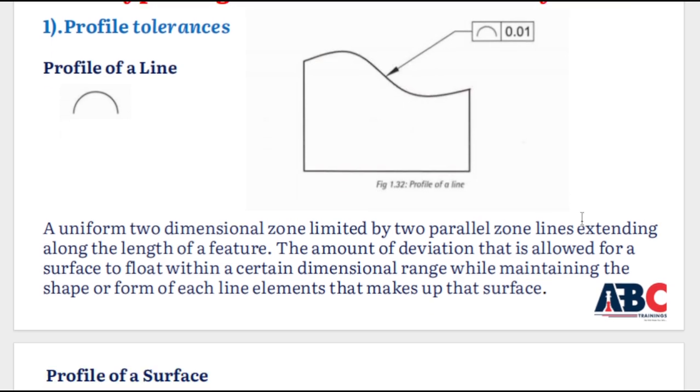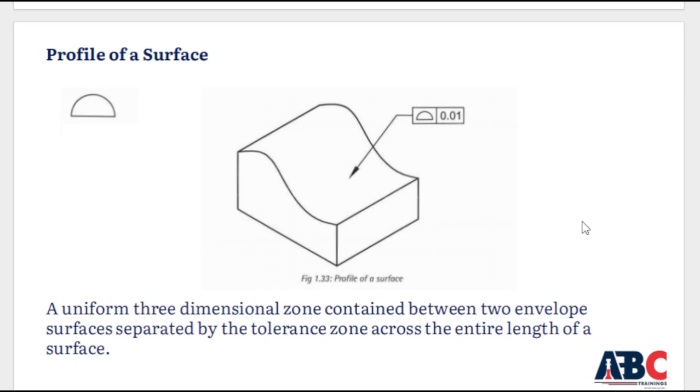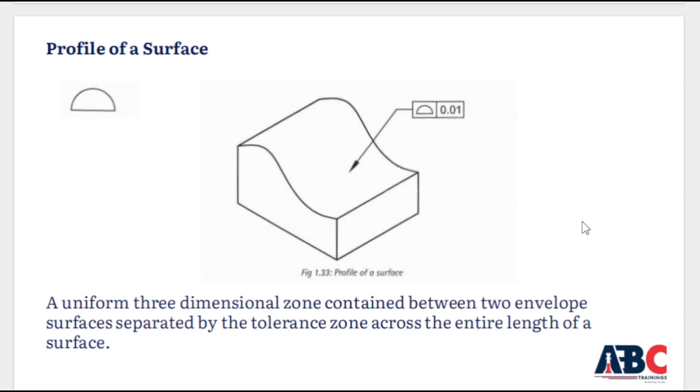The profile of line shows the symbols of profile of line and width tolerances. Next is profile of a surface. A uniform three-dimensional zone contained between two envelope surfaces separated by the tolerance zone across the entire length of the surface.